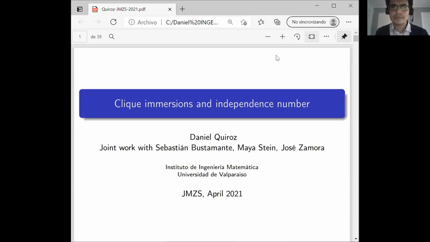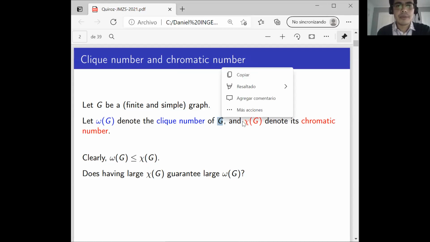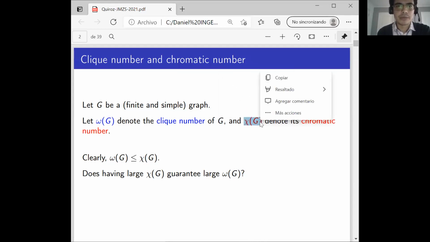So, let's just start with some basic definitions and mention a few things that Marthe already mentioned in her talk. Our graphs are going to be finite and simple. And by omega of G, we denote the clique number of G, the largest number of vertices that induce a complete graph in G. And by chi of G, we denote its chromatic number.